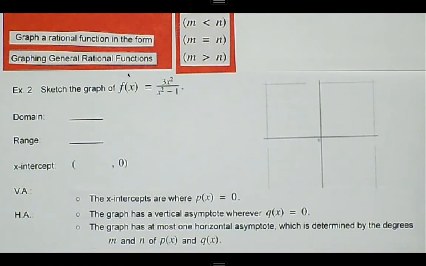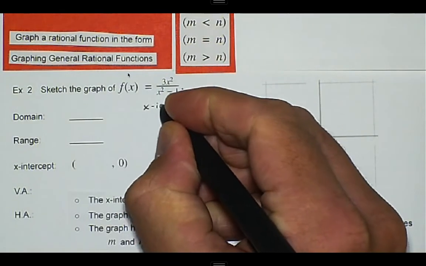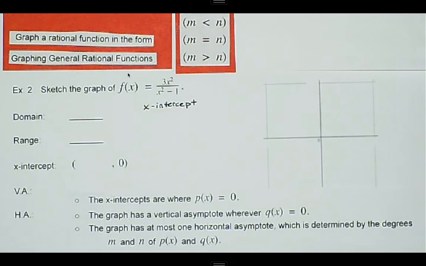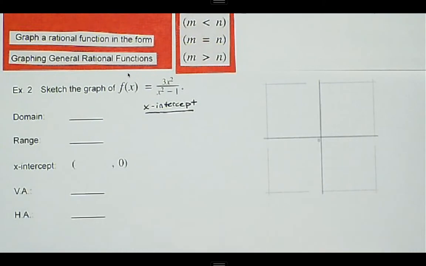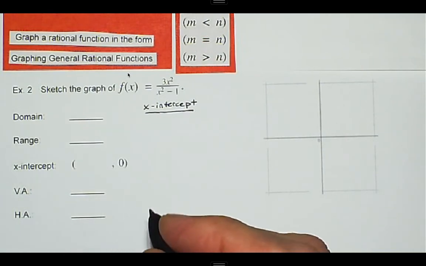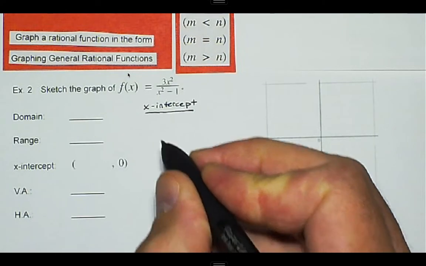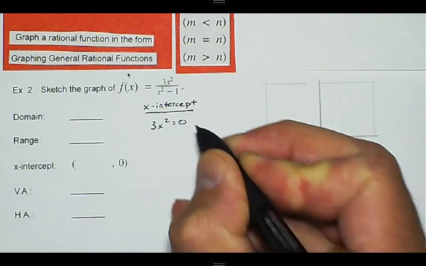We're talking about graphing rational functions in different forms. The first thing that we want to take a look at is we want to try to find our x-intercepts. The way that we find the x-intercept is we take whatever is in the numerator and we set it equal to 0. So in this case, we have 3x squared is equal to 0.